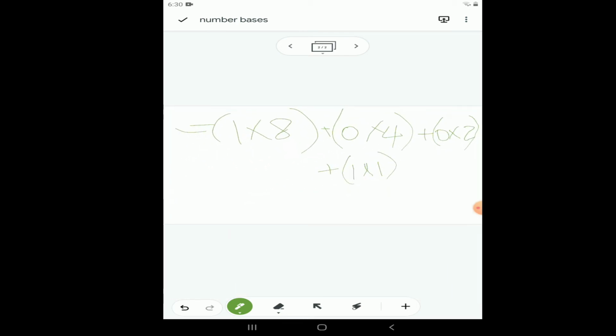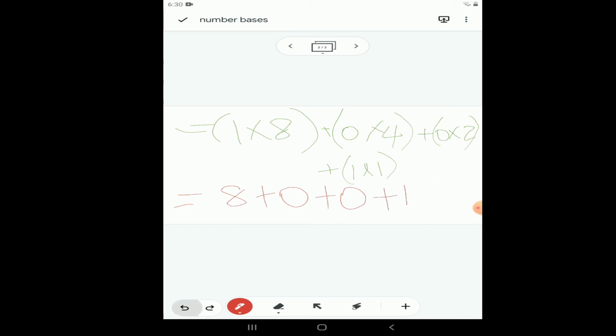Very good. Now here we have 1 times 8 plus 0 times 4 plus 0 times 2 plus 1 times 1. We're going to continue to simplify. 1 times 8 gives me 8. 0 times 4 gives me 0. 0 times 2 gives me 0. And 1 times 1 gives me 1.